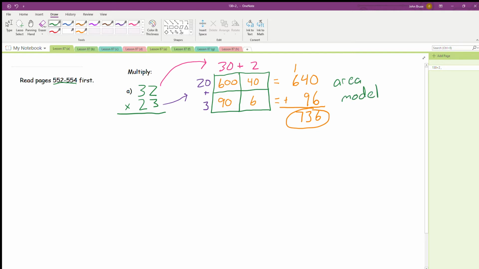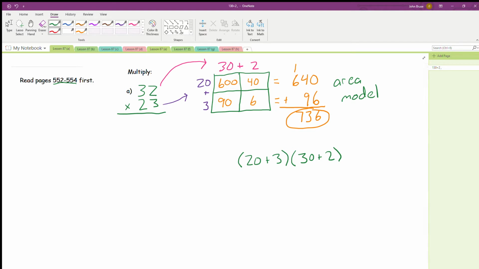Okay, and we're going to do another one. It's called the rainbow method. And in this method, we're going to do the same thing. We're going to take the expanded form of 32 and 23, and we're going to put them in parentheses. So we're going to do 20 plus 3 times 30 plus 2. And I'll show you why this is the rainbow method here.